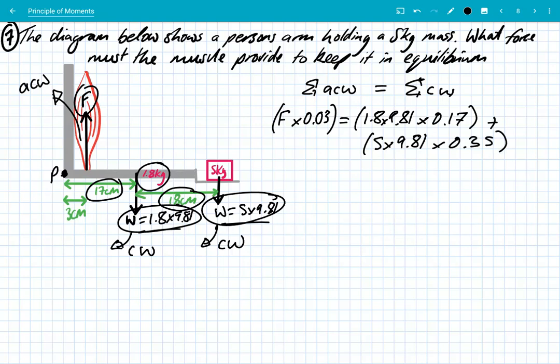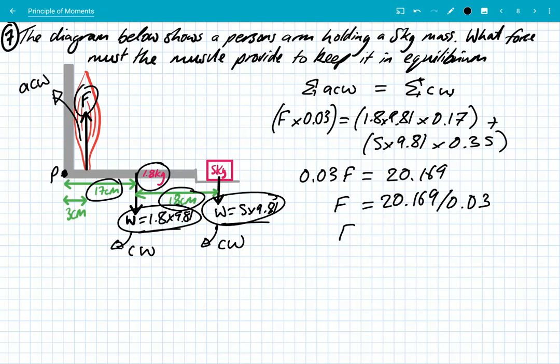meters. And we get left with 0.03 F is equal to 20.169. Therefore, F is simply 20.169 divided by 0.03. And that leaves us with F is equal to 575 newtons. So it's a large force.